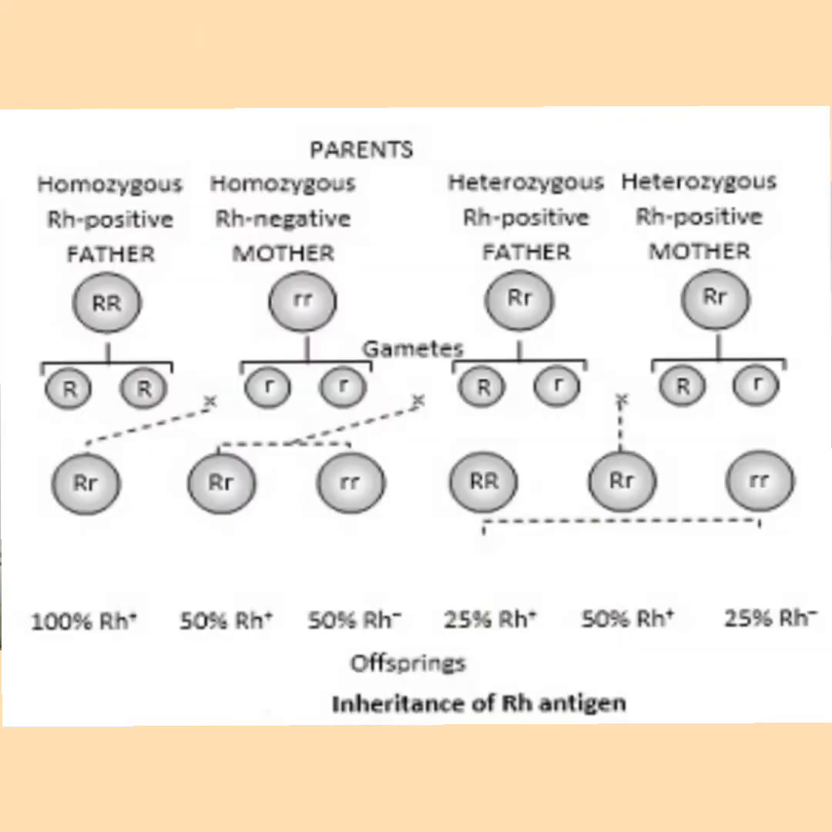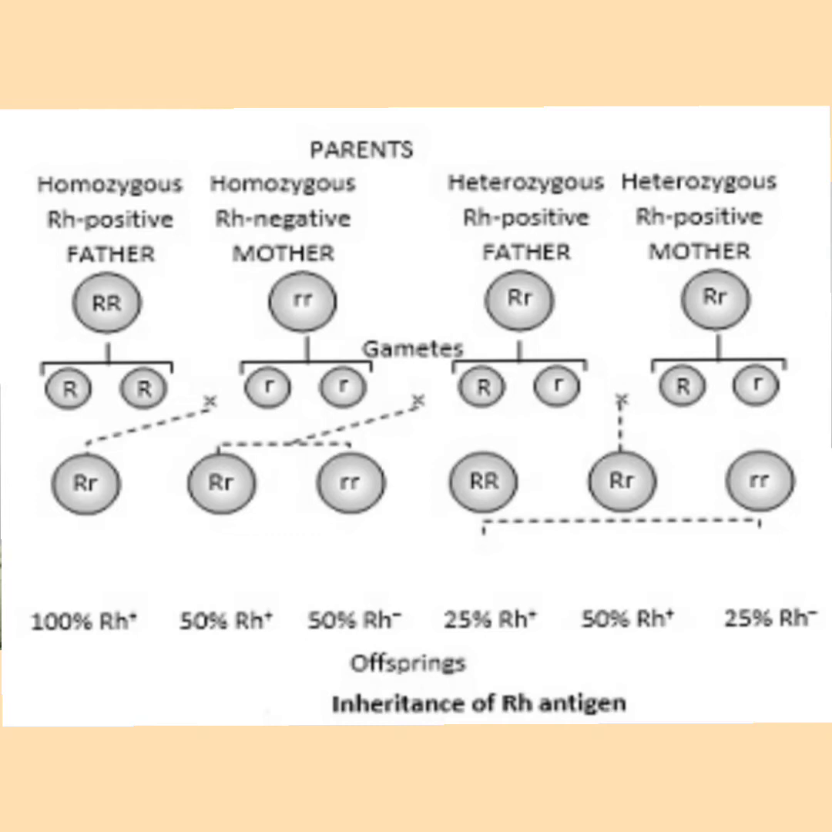Now you see this diagram. We have the father who is homozygous for Rh positive, which is represented by capital RR, and the homozygous Rh negative mother, which is represented as small rr. The father will produce capital R gametes, and the mother will produce ovum which contains small r. The progeny that is formed is 100% Rh positive with capital R and small r, since capital R is a dominant allele.